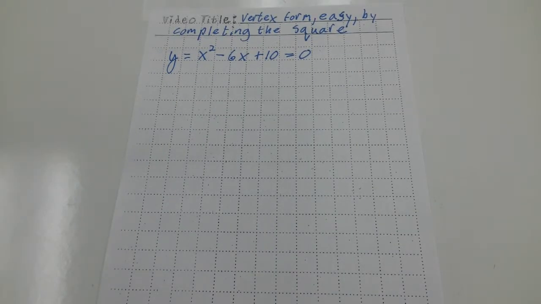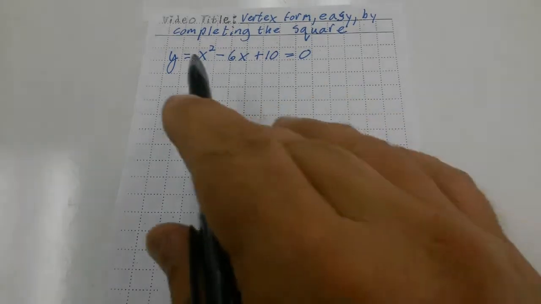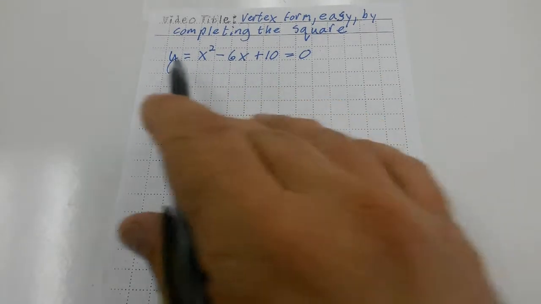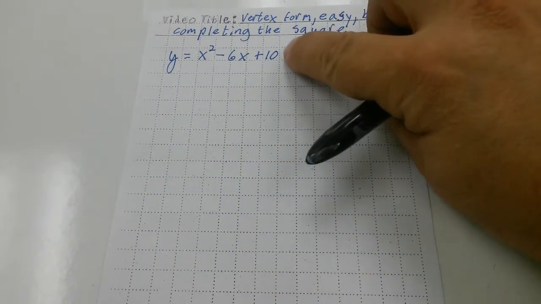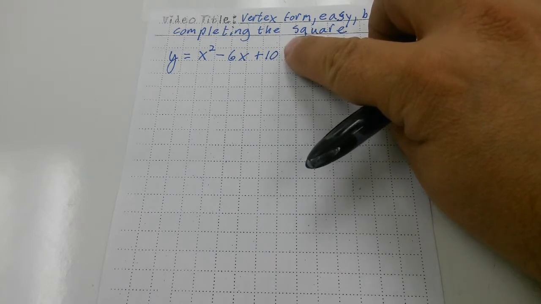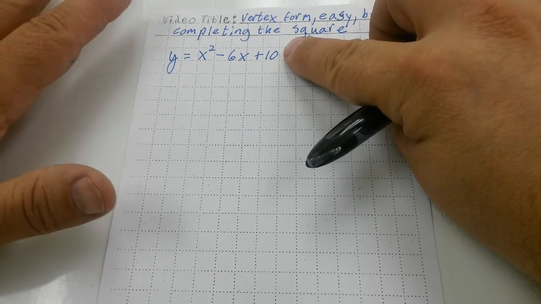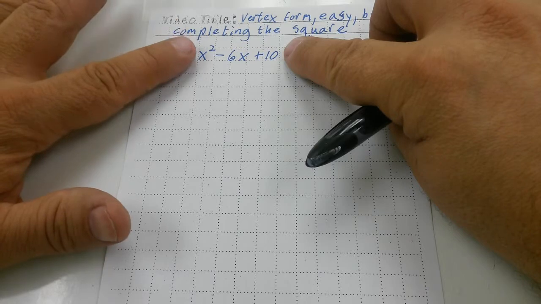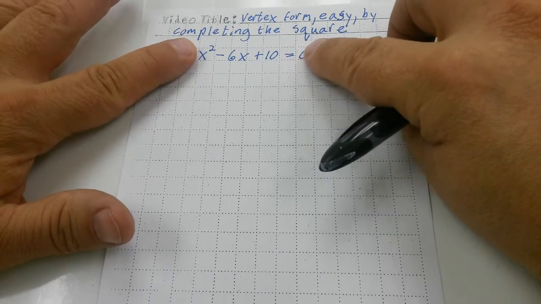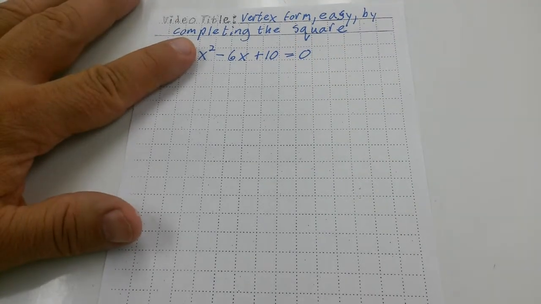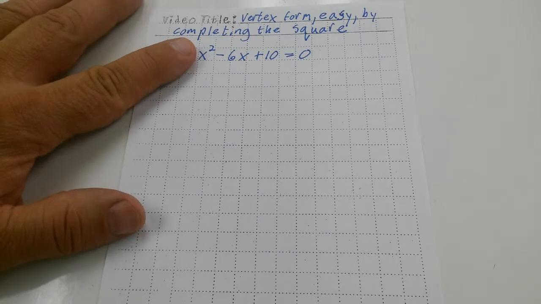All right, what I'm going to do here is write this equation or function in vertex form. Originally what you'll have is y equals x squared minus 6x plus 10. But in order to write it in vertex form, what you're going to want to do is hide that y equals and write down it equals 0. This will just make it a little bit more convenient in the long run.